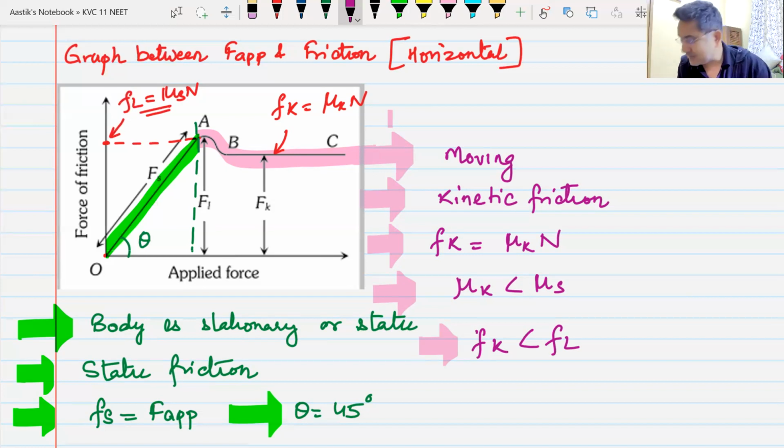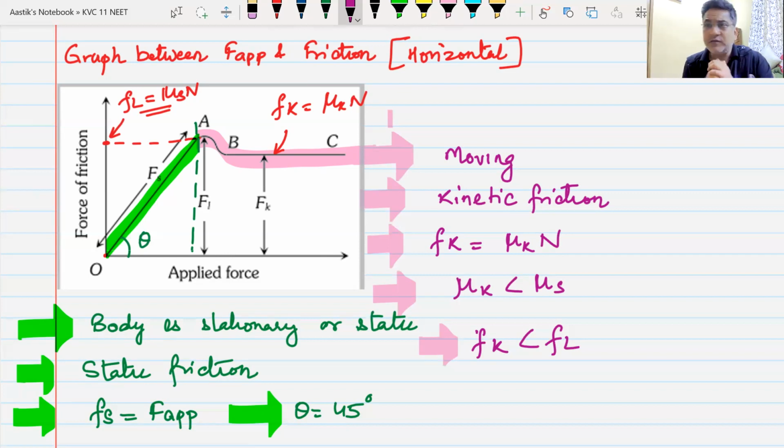The applied force is less than your static friction. Body cannot move. Body can only move when the force becomes more than your limiting friction. Do we understand this? Yes, sir. With this, we come to an end of this chapter, which is friction.